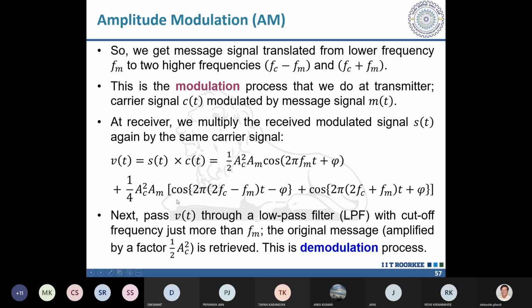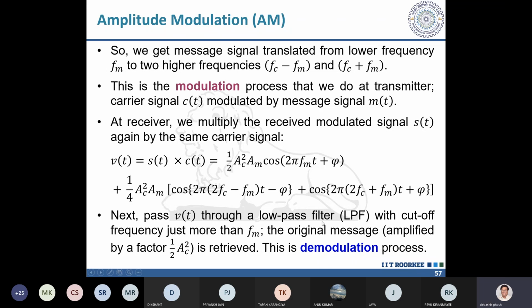Now you see, this one is very high frequency, 2 FC. FC is already very high. The carrier frequency is already high, and 2 FC minus FM. FM is very small compared to FC. So 2 FC minus FM is quite high. 2 FC plus FM, that is also very high. So these are very high frequencies compared to this one. This is only FM is the frequency. So when I pass VT through a low pass filter, these two higher frequency components are rejected. They are cut out by the low pass filter.